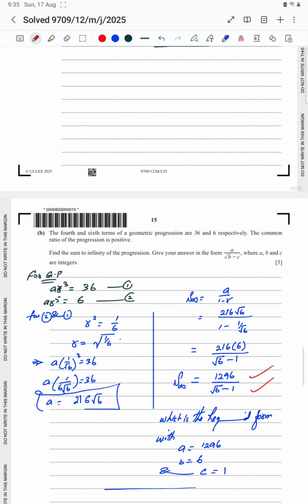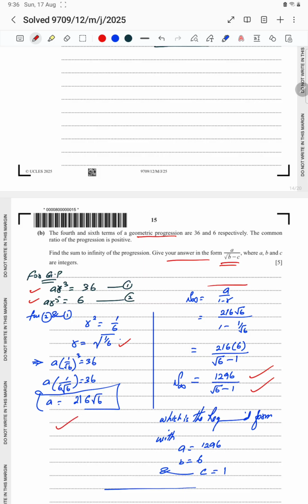B part of the same question is about the fourth and the sixth term of a geometric progression. This time, instead of AP it is GP, and in GP we know that the fourth term is ar cubed and the sixth term is ar to the power 5. That is given to us. So for the common ratio, we divide the sixth term by the fourth term, and we get r in terms of this, because the answer is required in this form, a fraction with surds. So a we calculated as 216 after simplifying, 216 square root 6.